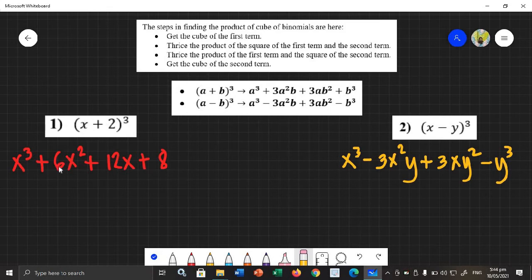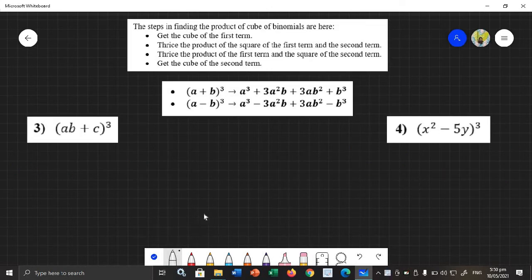So, in number 1, they are separated by a plus sign. Therefore, the terms of the product are all positive. In number 2, they are separated by a minus sign. So, the signs of the product alternate: positive, negative, positive, negative. So, you should know the pattern as well as the steps, of course, in getting the cube of a binomial. So, let us solve some more examples.